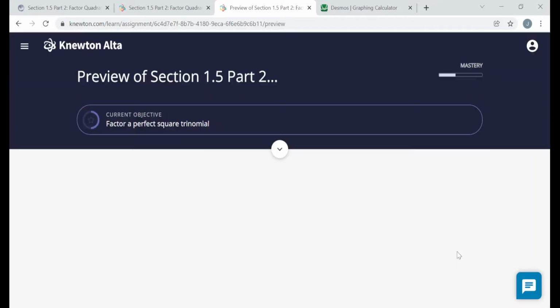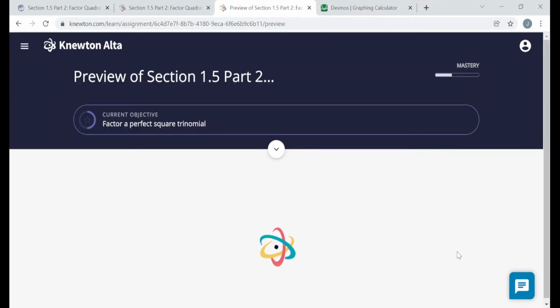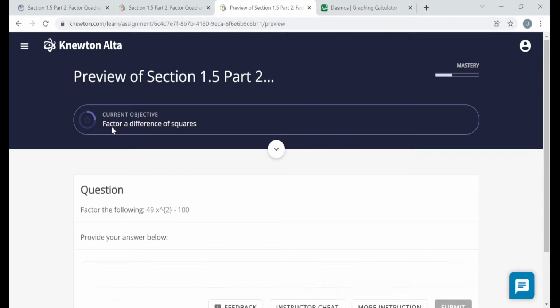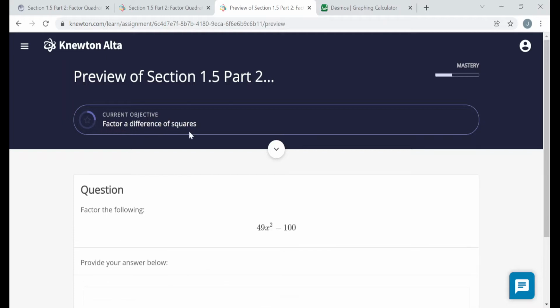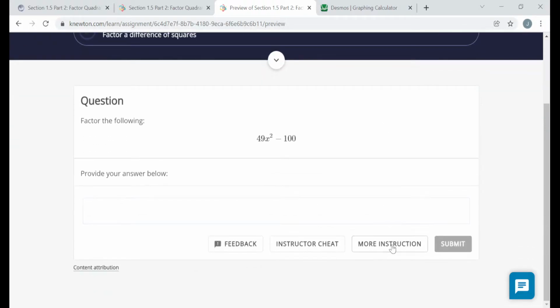Alright, so next question. Alright, so now we're back to the objective factor a difference of squares. We've already made a little progress because I answered one of these earlier. Now remember, if you answer things wrong, it backs the progress bar up, and then you'll have to do more questions until you get them right. So try not to guess on these things. Really work on them. And again, if you're struggling, click on the More Instruction button.